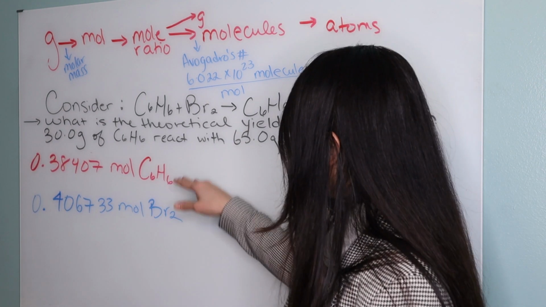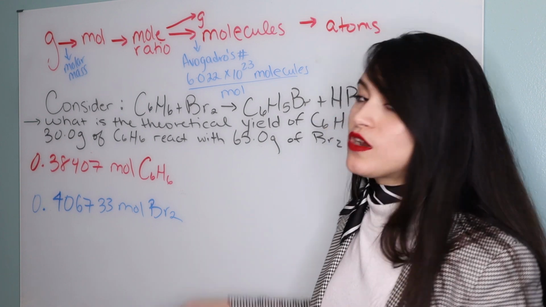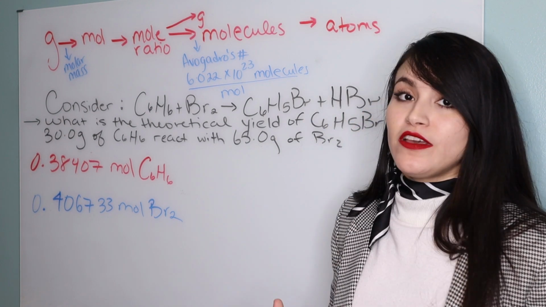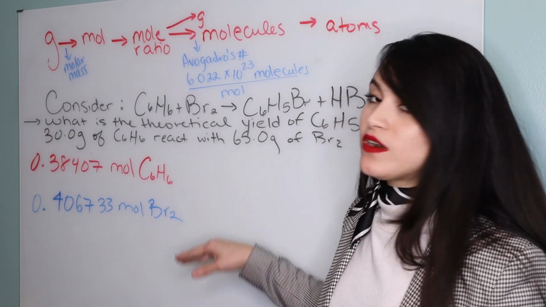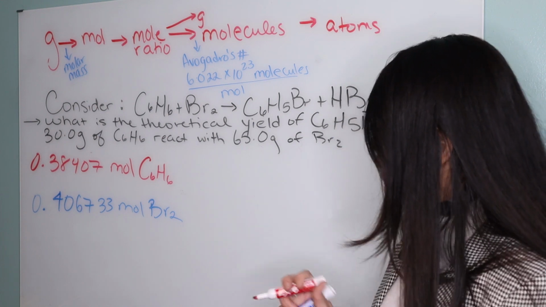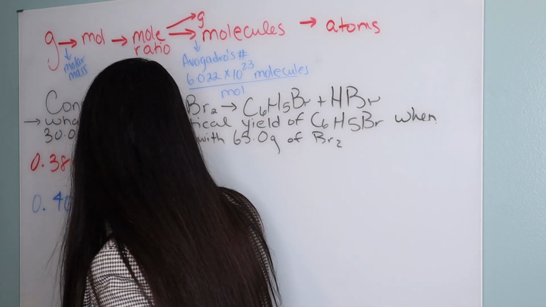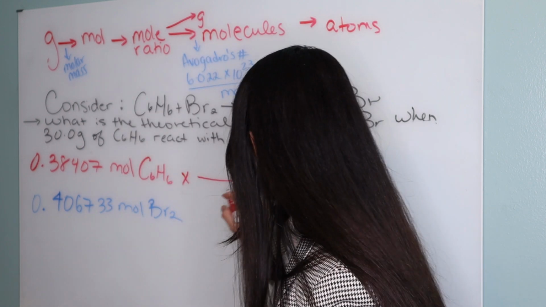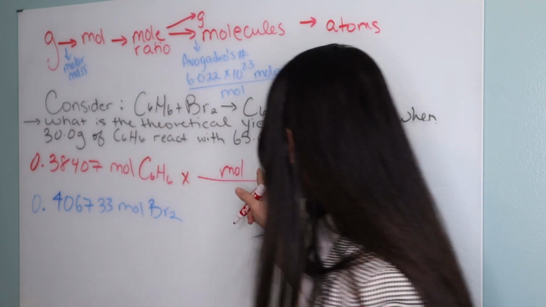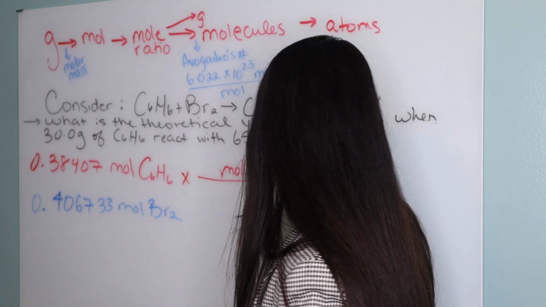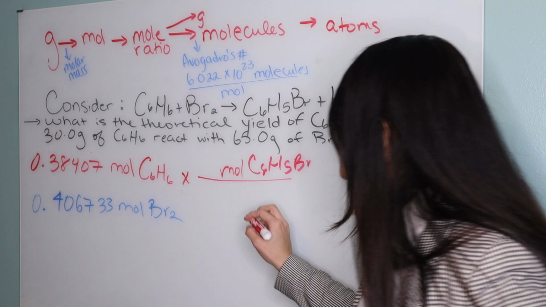So I've written the moles of each reactant here, and now we're going to be using the mole ratio to figure out how many moles of the product will be produced by each one of these reactants. So let's go ahead and do that. Right, we were there, we're trying to go through here. So I want to get moles of the product, and I want to get rid of moles of this reactant.